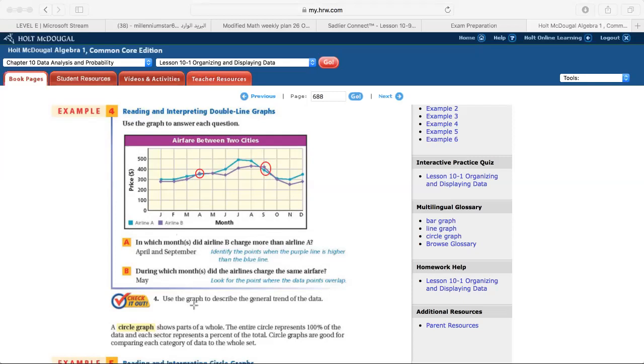During which month did the airlines charge the same airfare? The same. So look for the point where the data points overlap. Overlap means the two points are on each other. Here at M, yes, at M. Let's color it another color. Yes, here. Do we have another one? No, here no. Here the blue is a little bit above. So only at M, at May.